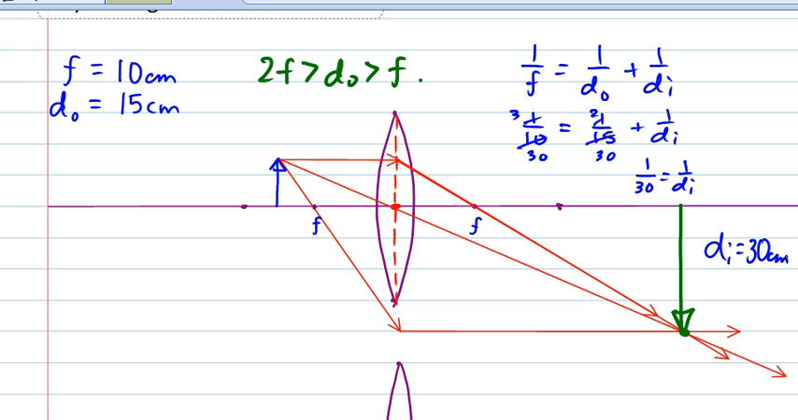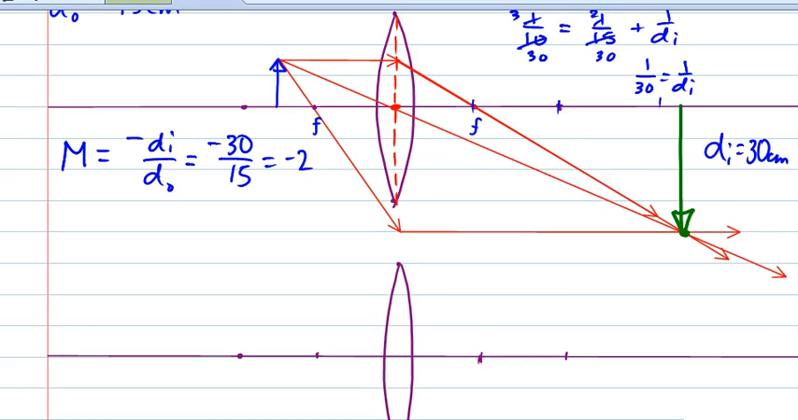Okay, it looks like it's approximately, well, 1, 2, maybe a little bit more than 3 tick marks away, and each tick mark represents about 10 centimeters. Not perfectly to scale, but you get the idea. And finally, we see that the magnification is negative DI over DO, and in this case it's negative 30 over 15. It's negative 2, which means that it is inverted and it's also enlarged. Okay, so that's the first example.